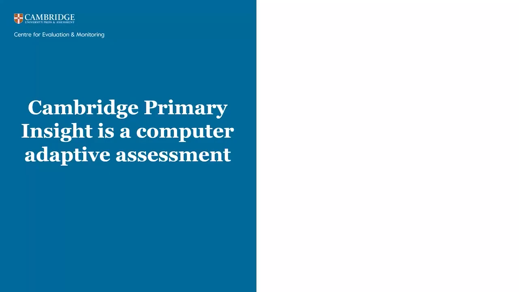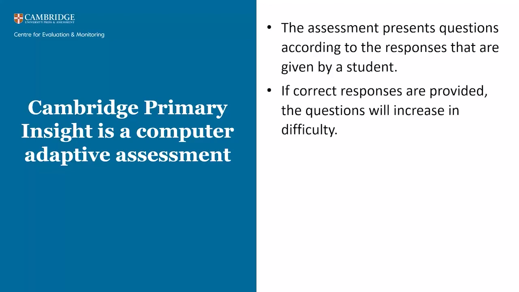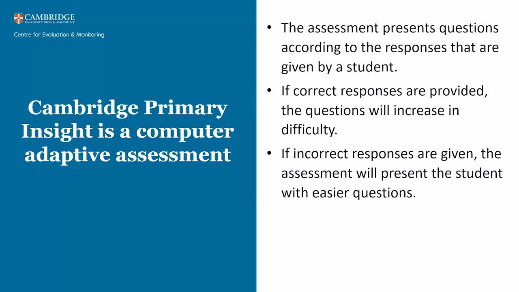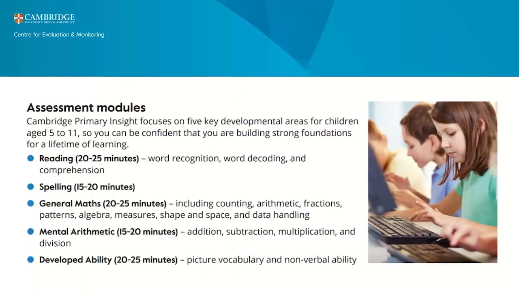So just a little bit more about the adaptive system that I talked about there. Again, if this is new to you, you might wonder what it actually is and how it works. We're presenting questions according to the responses that are given. If the response is correct, those questions will increase in difficulty. Likewise, the other side of the coin, if the response is incorrect, we'll give students something a little bit more manageable and a little bit more reassuring. And they will see different sets of questions.